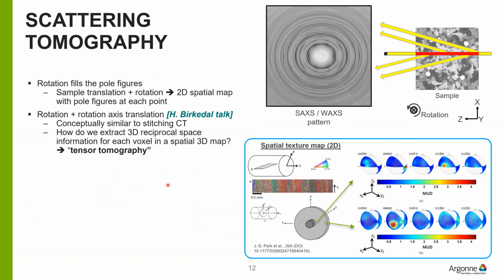Now, as you start to rotate your sample, like I mentioned before, it starts to fill in the pole figure surface, or the reciprocal space surface. What I'm showing you here is that if you have a sample translation and simple rotation, you can get a 2D map with each voxel having pole figures associated with it.